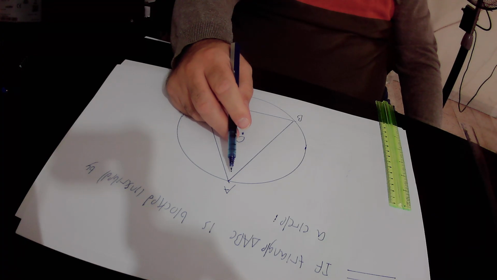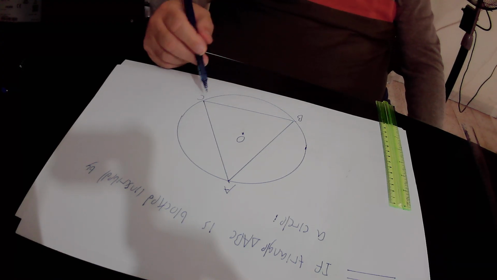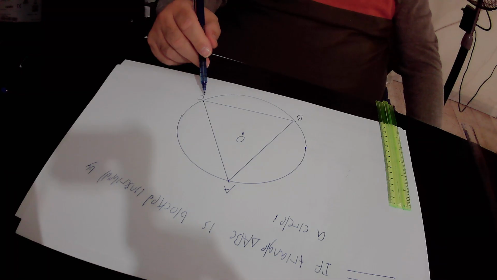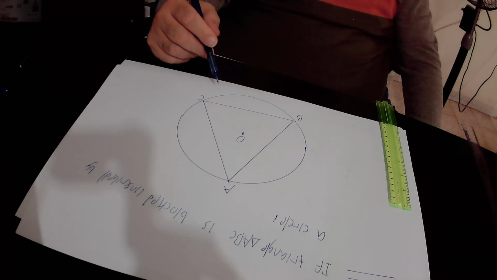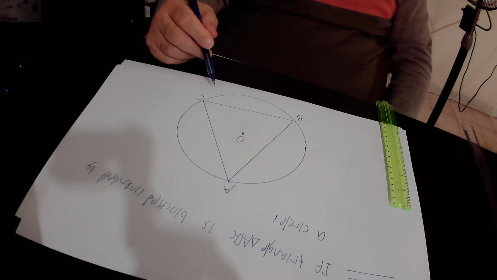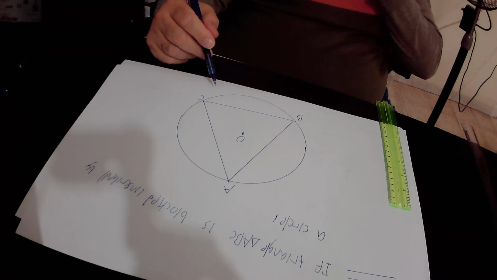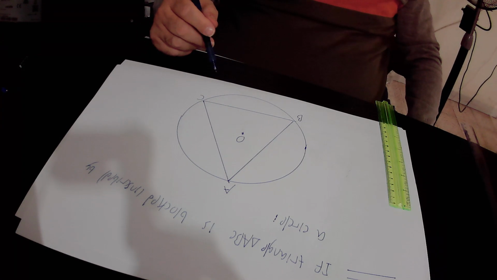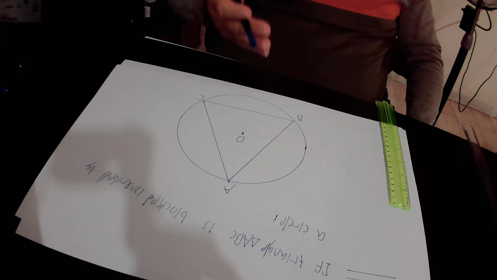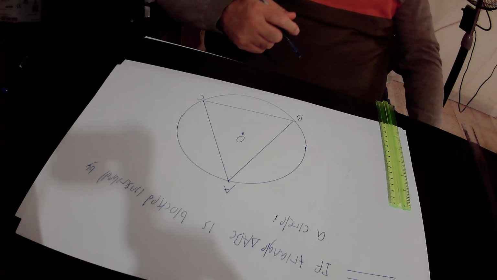This vertex of triangle ABC touches the circle at point A. This vertex touches the circle at point B, and finally, this vertex touches the circle at point C. Only if all the three vertices of the triangle are touching the circle at different points, only then you can say that the triangle is blocked or inscribed by a circle. And here, this is an example of a triangle that is inscribed or blocked by a circle.